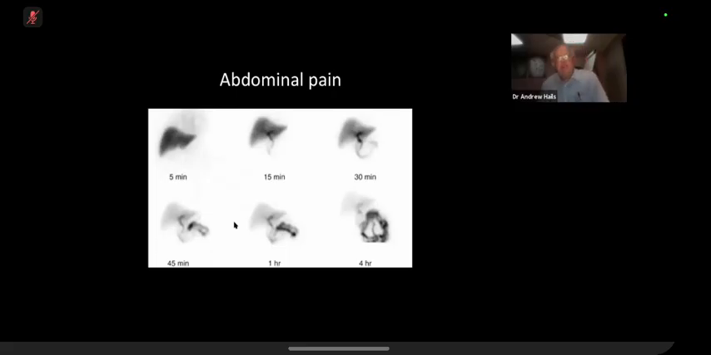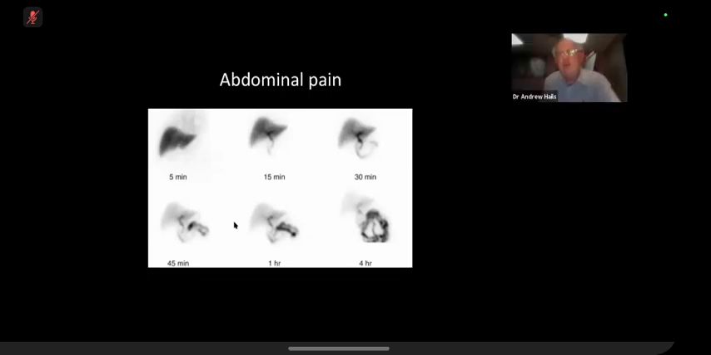Okay. Now, what about this person with abdominal pain? Why might they have abdominal pain? I think on the second and third image, there's tracer in the intrahepatic and common ducts, which is, I think, maybe not passing through. What haven't we got a picture of?